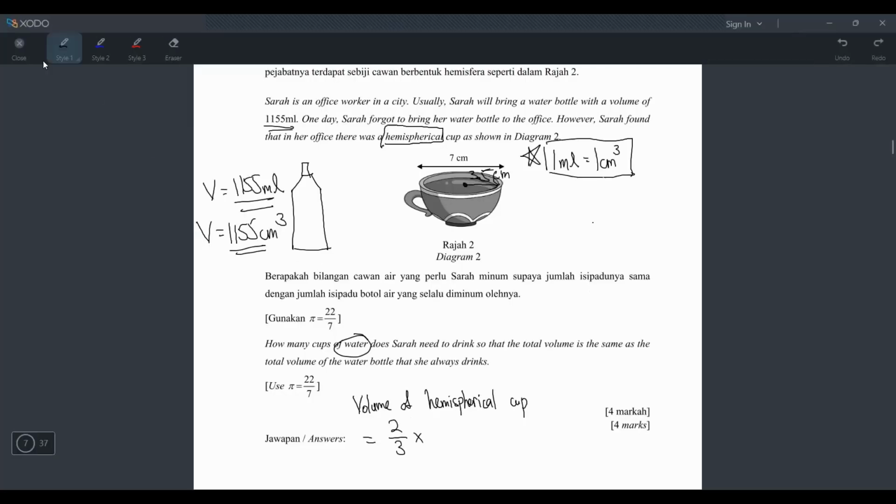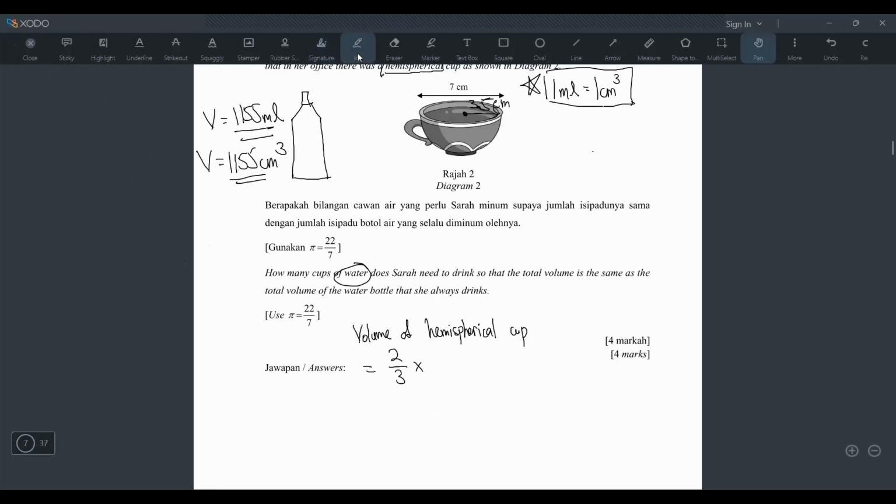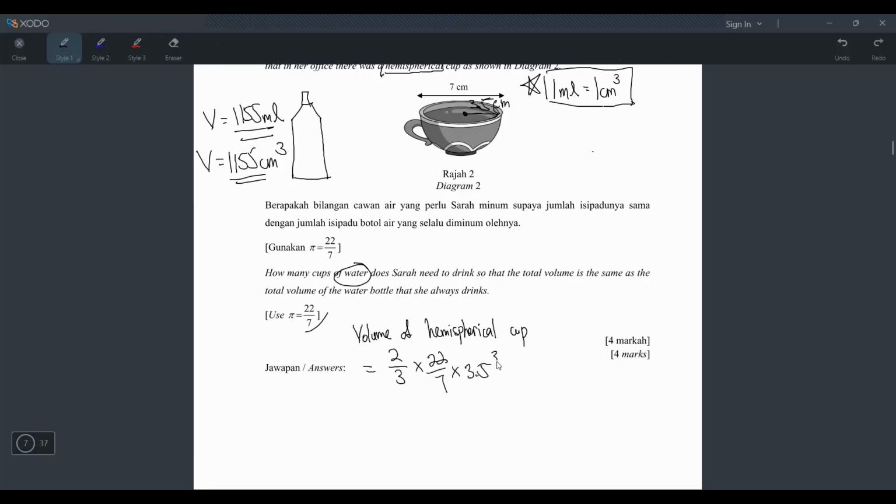Okay, let's go. So the volume of a hemisphere will be 2/3 pi r cubed. Pi, they already said use 22/7. So r is 3.5, and then cube. Let's press all of this. The way I press, I'll press 2 divide 3 times 22/7 times 3.5 power 3. Okay, they give me 539/6.